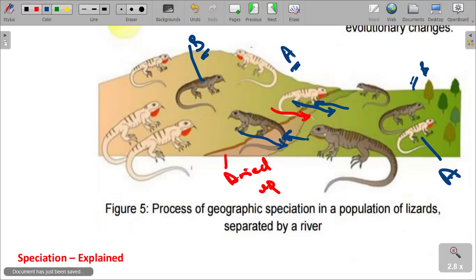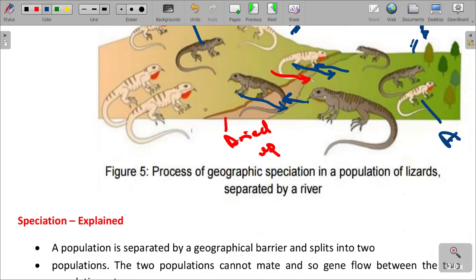What happens here is that there was independent development. There was also no gene flow. Each of the population species evolved separately from each other.